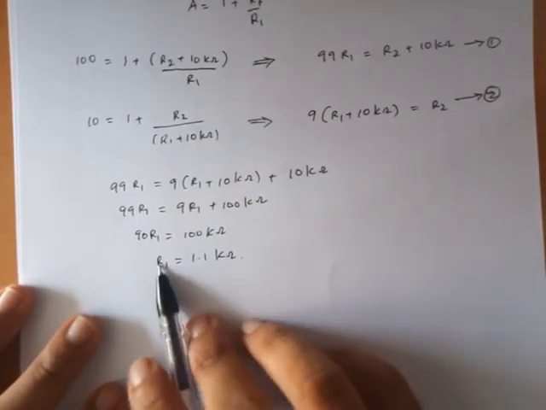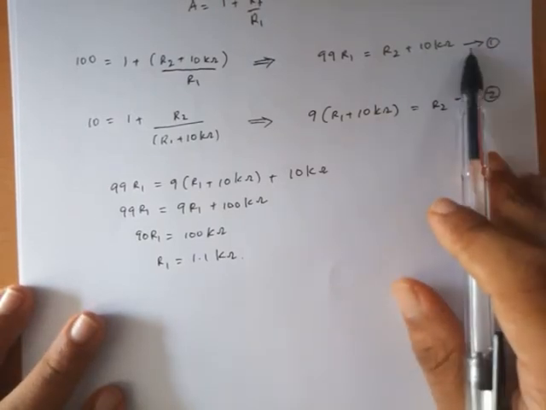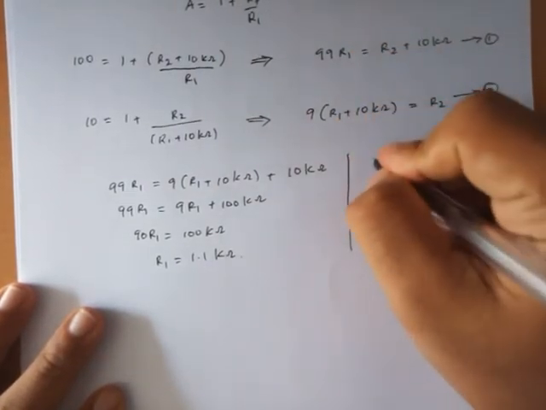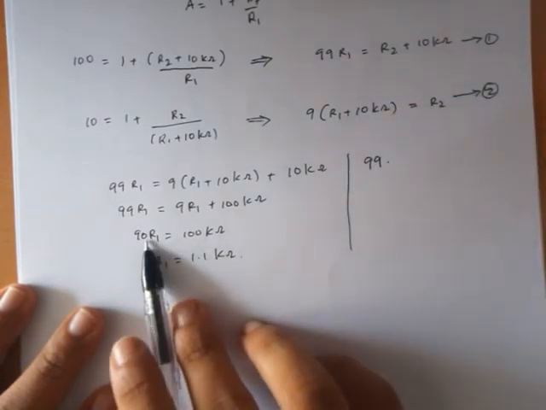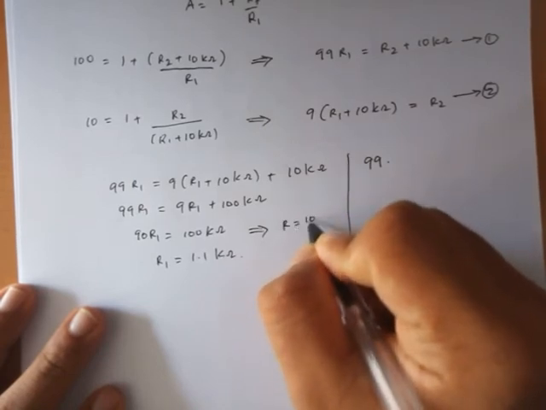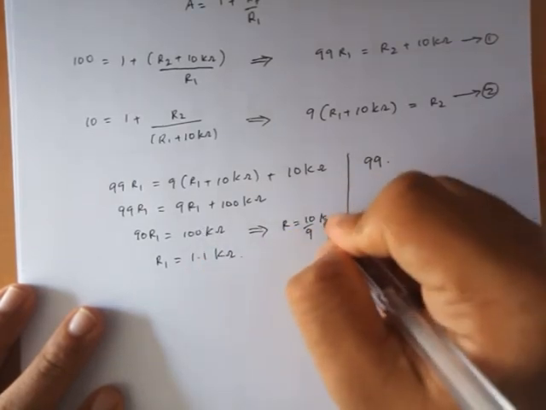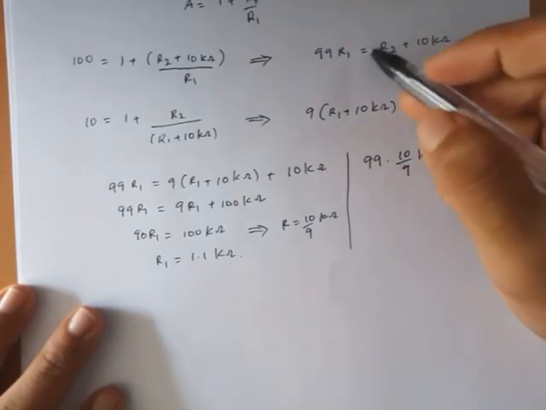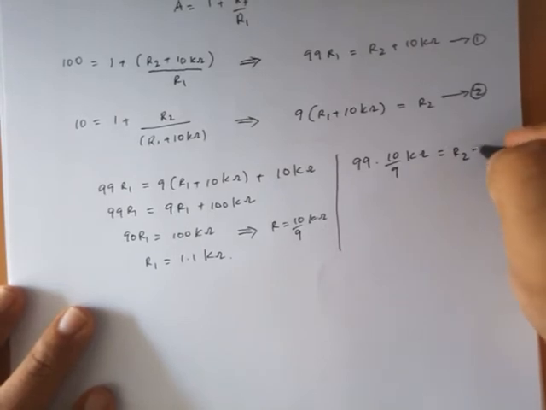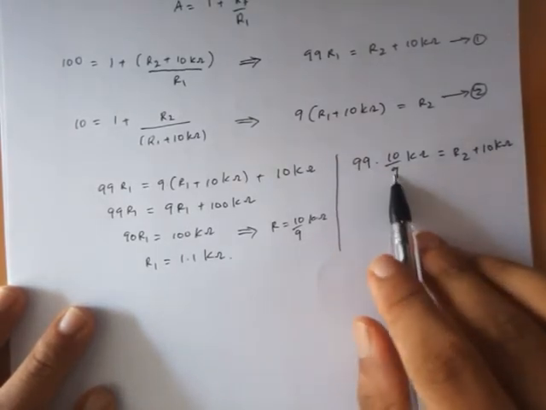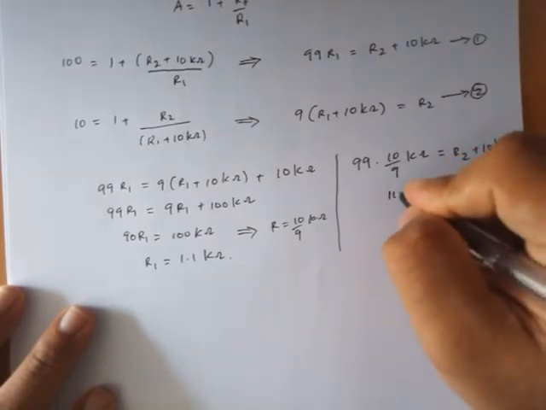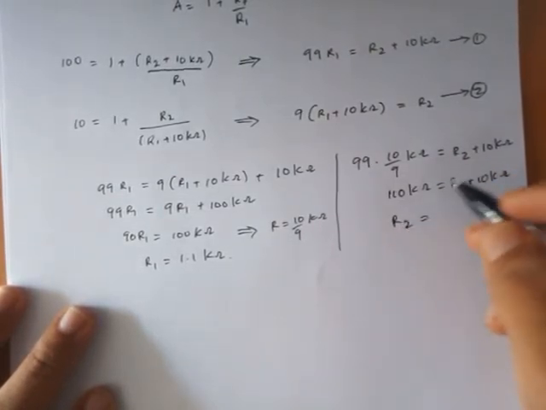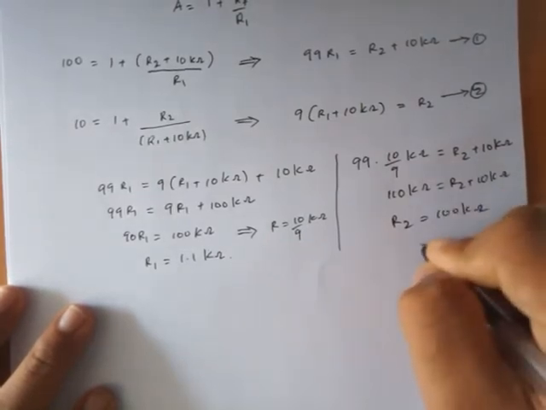And now let's substitute this value in equation 1 to find the value of R2. So in this equation we have 99 times R1, so I can substitute R1 from this. R1 equals 10 over 9 kilo ohm, right? So I put that value here, 99 times 10 over 9 kilo ohm is equal to R2 plus 10 kilo ohm. So 99 divided by 9 is 11, and 11 times 10 is 110 kilo ohm, equal to R2 plus 10 kilo ohm. So we get R2 equals 110 minus 10, which is 100 kilo ohm. So the answer is the first one.